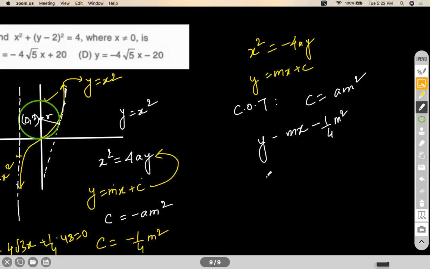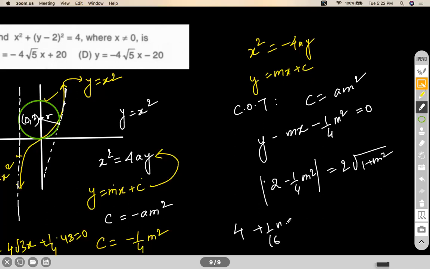Okay. Again, using the same fact that the distance of the center from the tangent should be equal to the radius. So 0 comma 2 will give me something like this: mod is equal to 2 under root 1 plus m square. Squaring it will give me 4, 1/16 m square minus m square is 4 plus 4 m square. 4, 4 getting cancelled. Oh, sorry. So this will be giving you this equal to 5 m square.